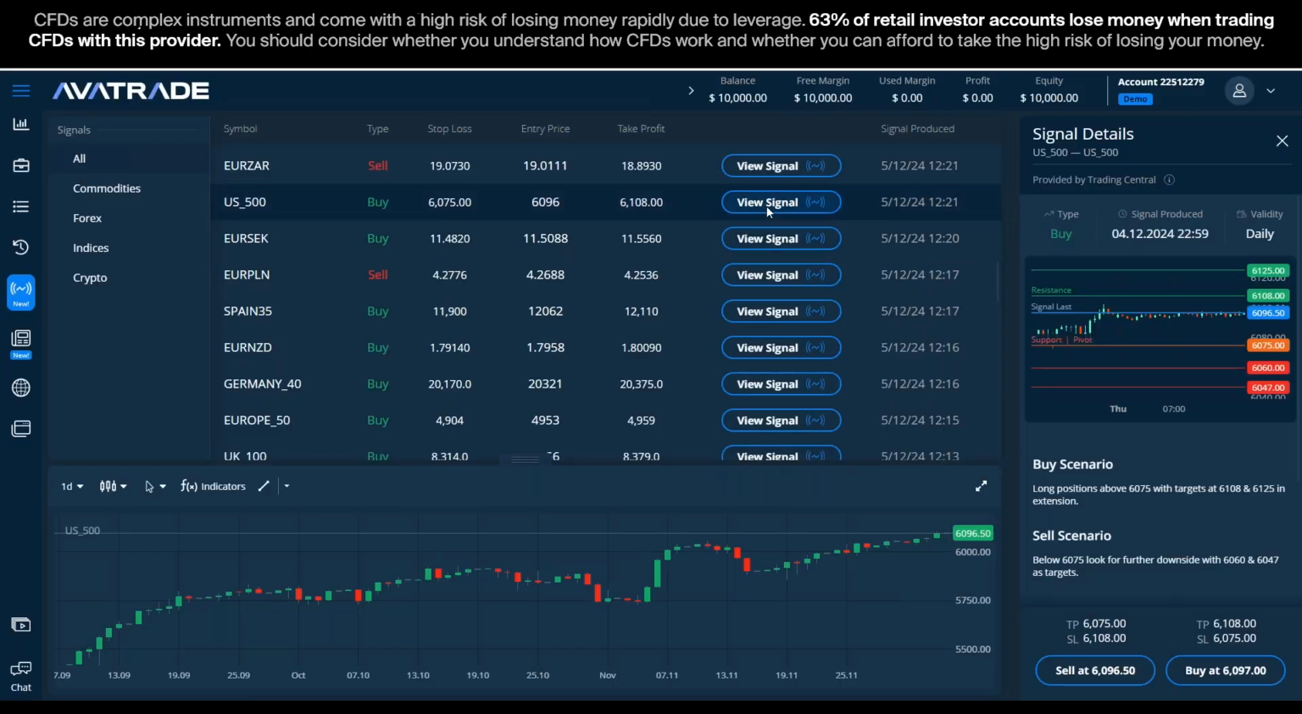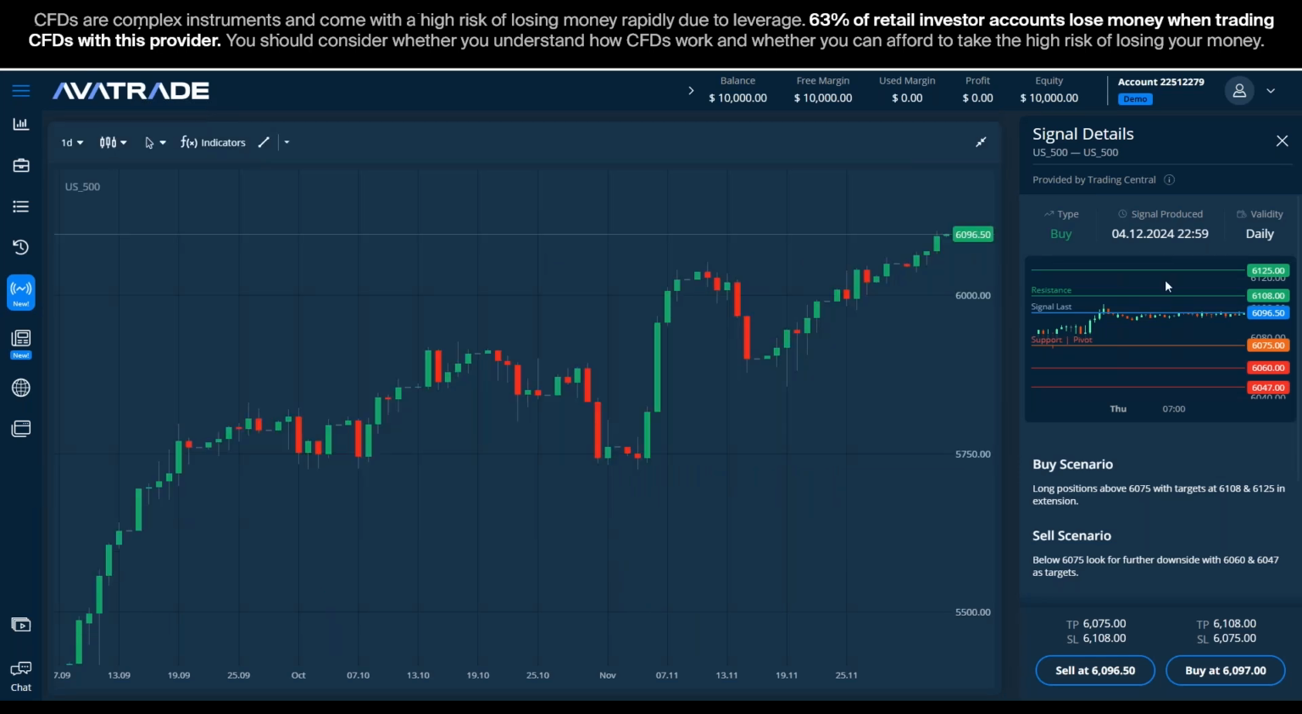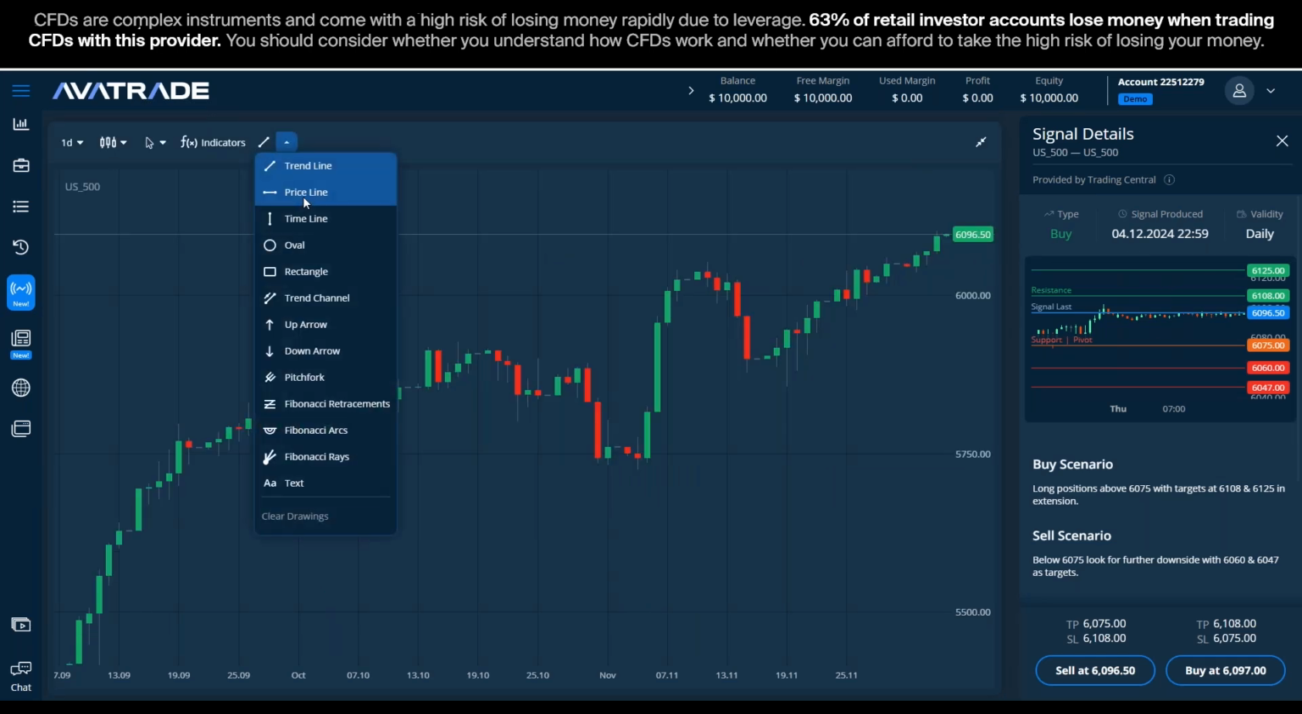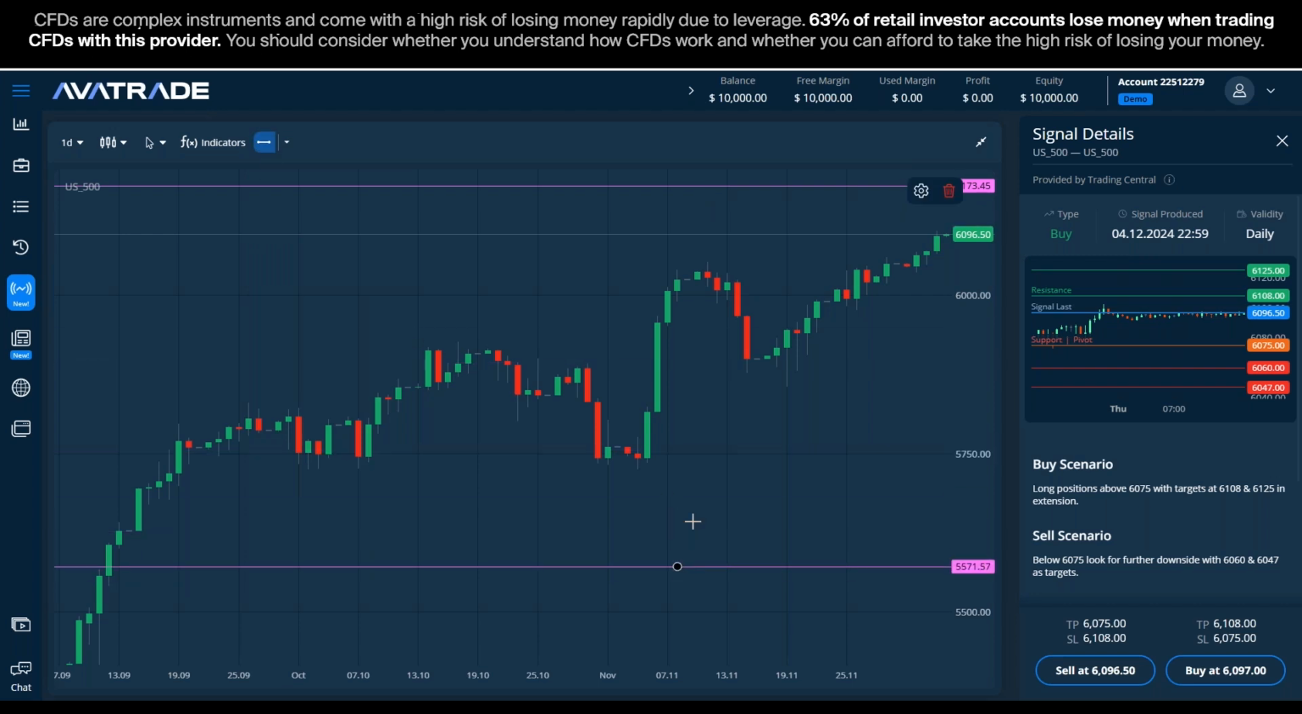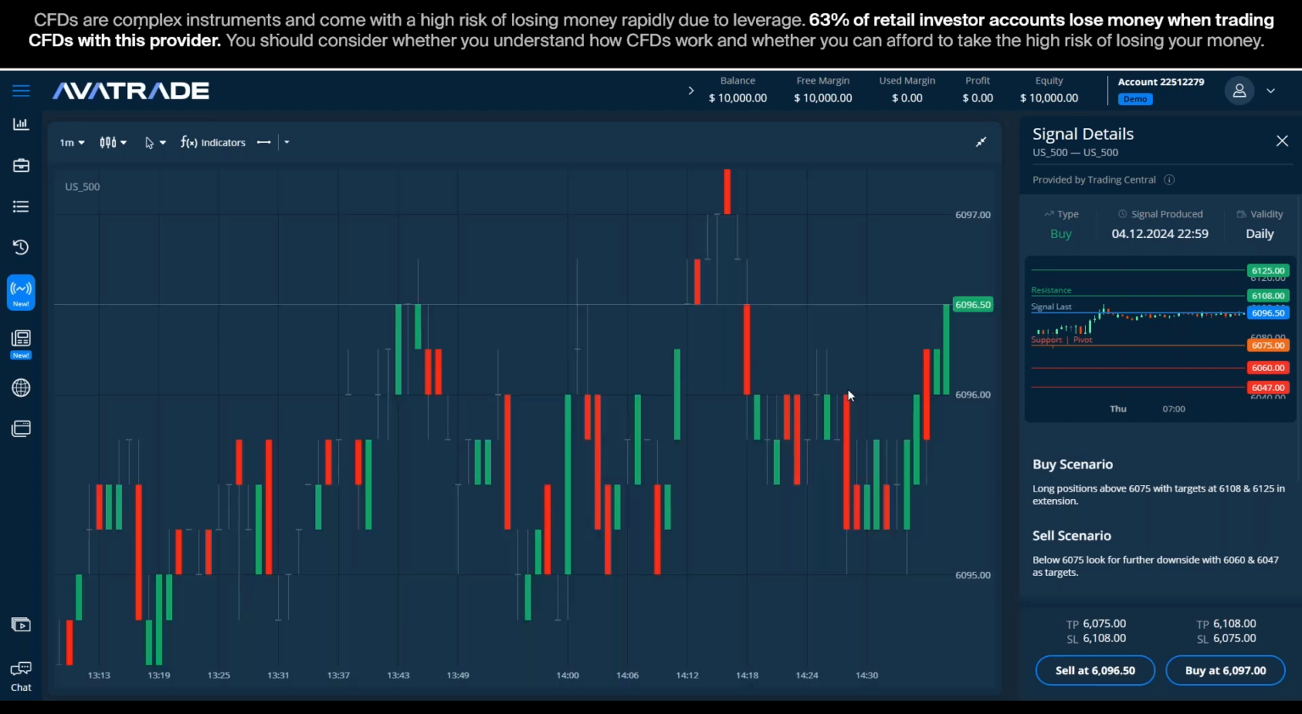Central. And if I click here on View Signal, and I click here to expand the chart, I see that some of the levels here don't appear on my chart. Okay, 1 6125. Oh, actually, it's the same validity. Okay, so I've changed it. It was like this before.